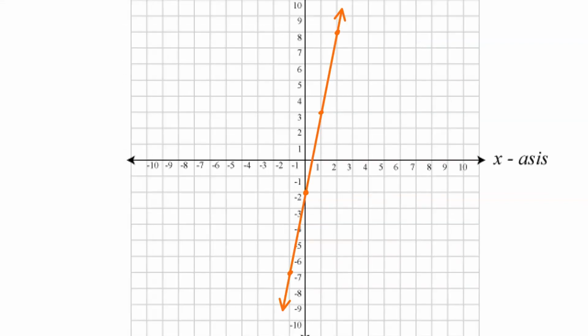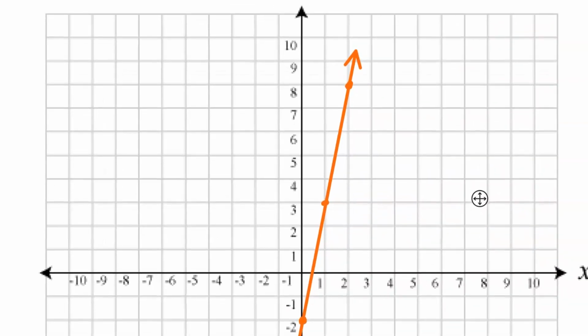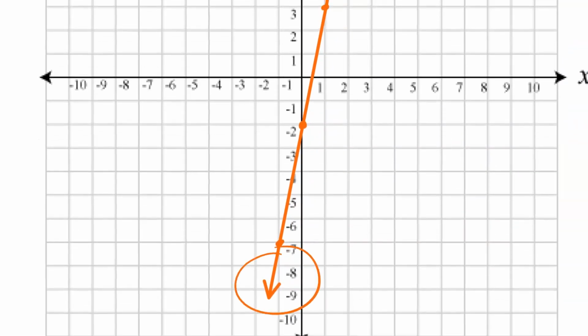Now this is what your line should look like after you put it down, and I want to draw your attention to a couple important things. It's important that you have these arrows on either side, because this means that the linear relation is always going to continue on in either direction. There's going to be no stop to either side of this.